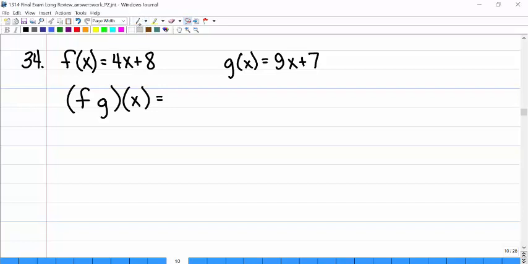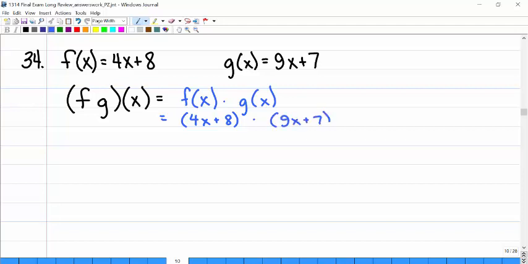Continuing with the Math 1314 Final Exam Review, number 34. Given f of x equals 4x plus 8 and g of x equals 9x plus 7, find f times g of x. We know that that's going to be f of x times g of x. What is f of x? It's 4x plus 8. And I want to multiply that by g of x, which is 9x plus 7. I'm multiplying two binomials, so I need to go FOIL.